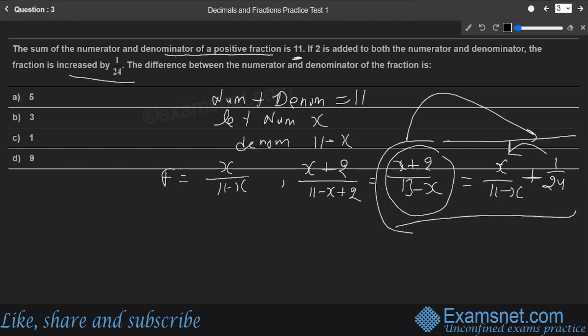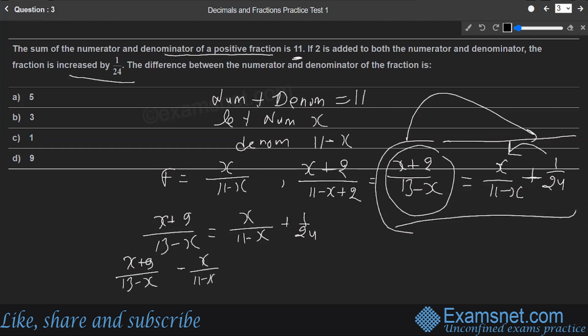So this is going to be (x plus 9) divided by (13 minus x) is equal to x by 11 minus (x plus 1) by 24. We can shift this to the other side. So (x plus 9) divided by 13 minus x, over 11 minus x, is equal to 1 by 24. We need to solve this particular expression. If we solve it, then we can easily get the numbers.